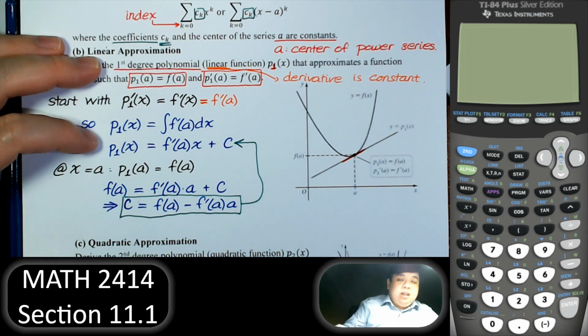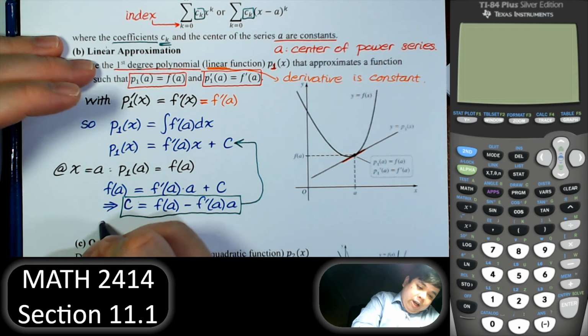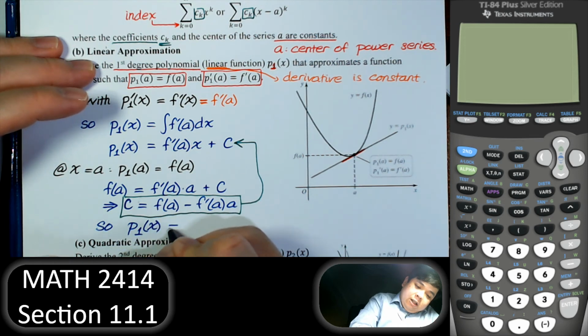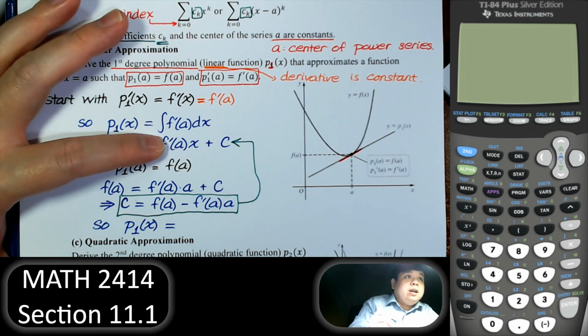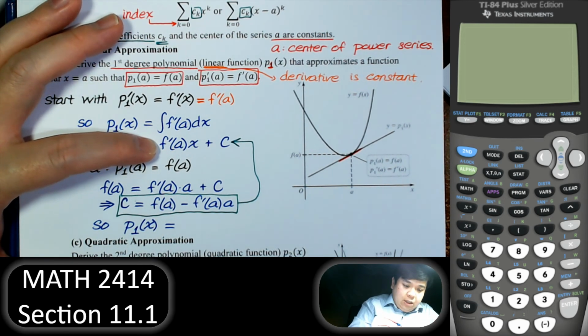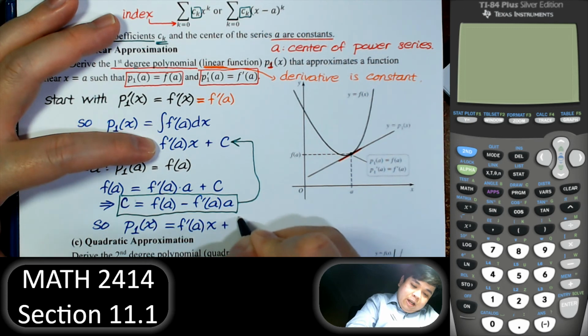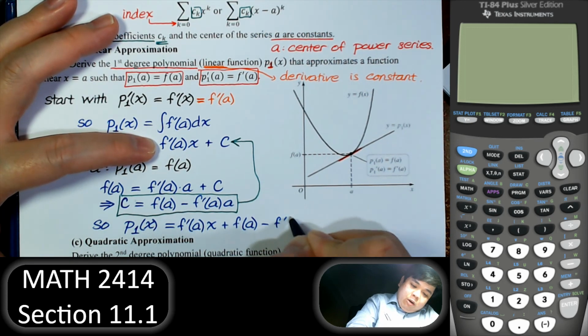Into this c. So we have P1 of x equal to that. Derivative times x plus f of a minus f prime of a times a.